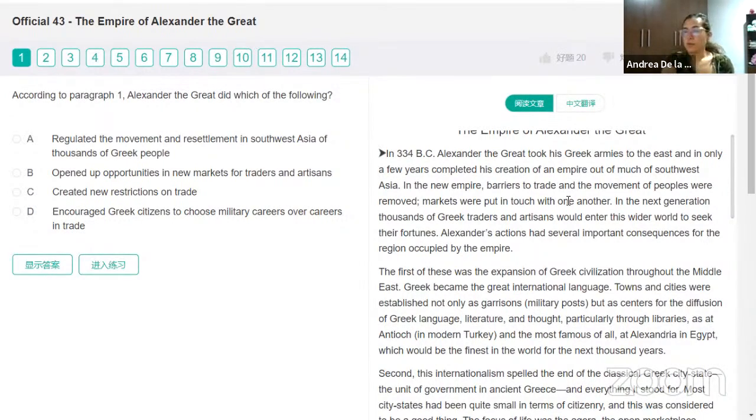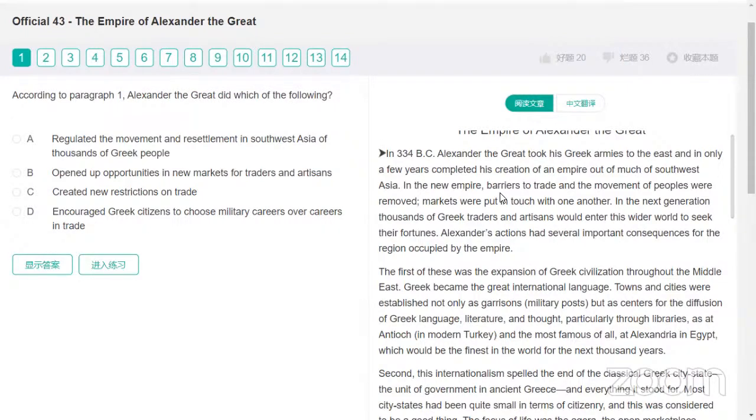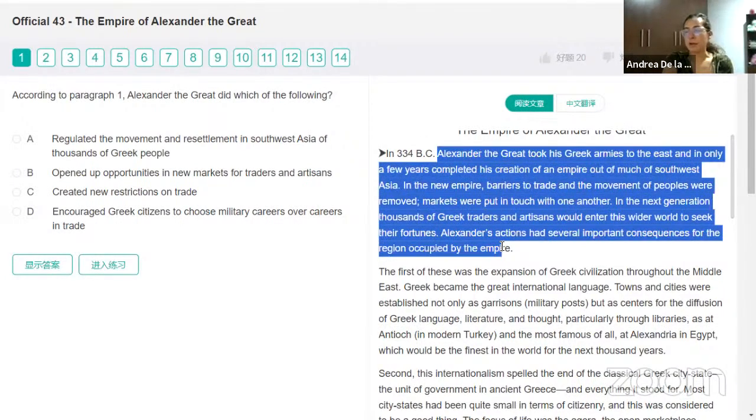The strategy for these questions, these are detailed questions, ¿no? Te preguntan de algo específico. ¿Qué hizo Alexander the Great? According to this paragraph, según este párrafo. Entonces, tienes que ir buscando esa información, todo lo que sepas, todo lo que hizo Alexander the Great en este párrafo. Sin leer las opciones primero, porque leyendo puede ser que te llegues a confundir.